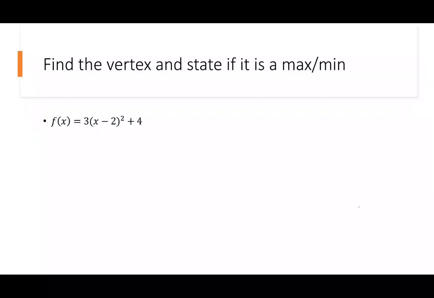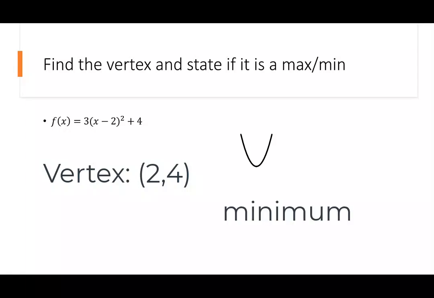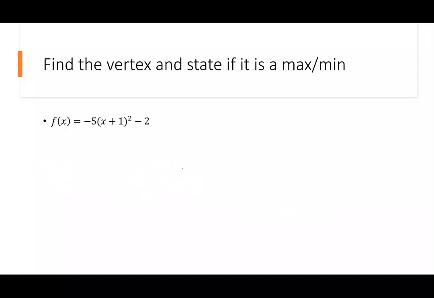So let's start just by finding the vertex and stating if it's a max or a min. I have f of x is 3 times x minus 2 squared plus 4. So my vertex is going to be at (2, 4). Because 3 is positive, I know that this quadratic opens up, so this vertex of (2, 4) will be a minimum.